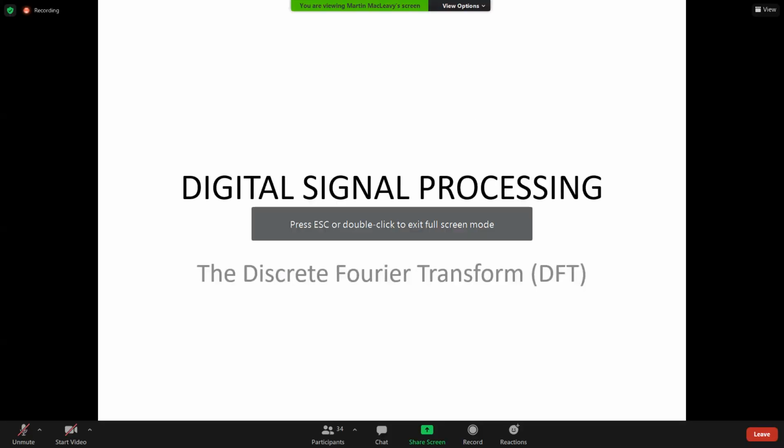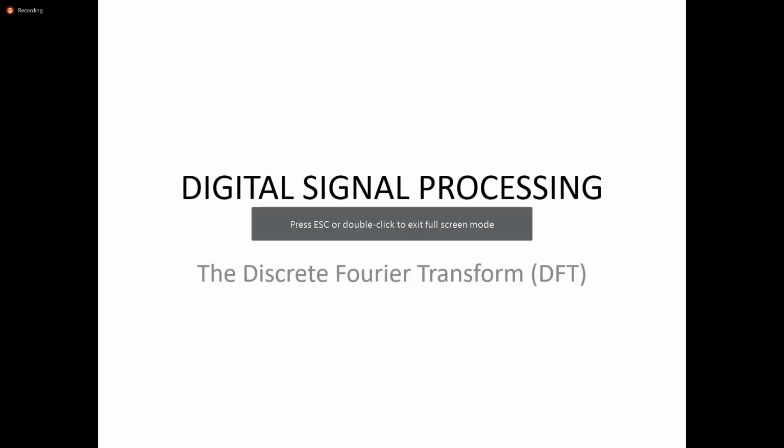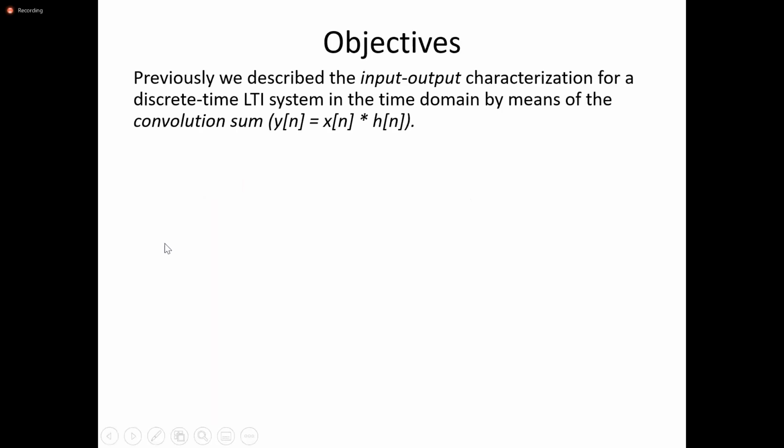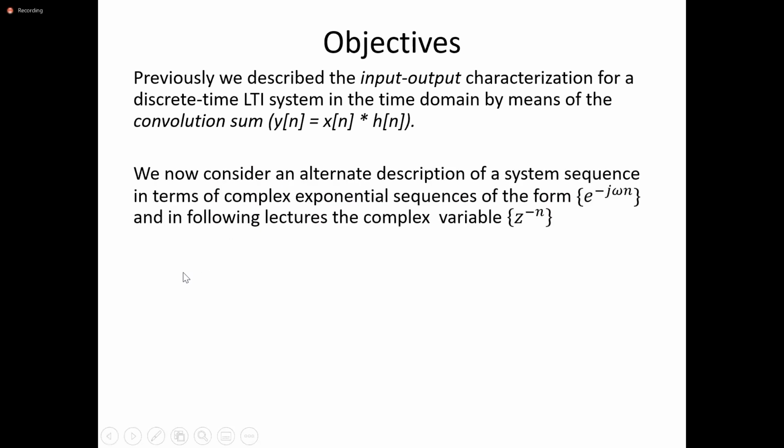Today we are going to look at the discrete Fourier transform. Now, previously we described input-output characterization for a discrete time system in the time domain, and we saw that it could be described using the convolution sum. So we looked at that last week, and we saw how the convolution sum is calculated.